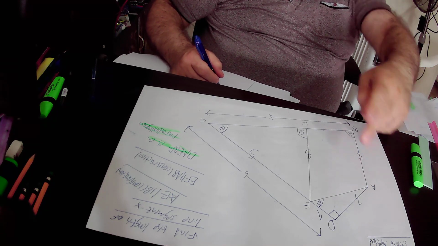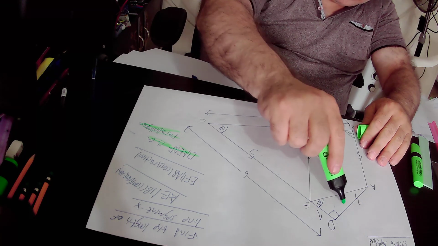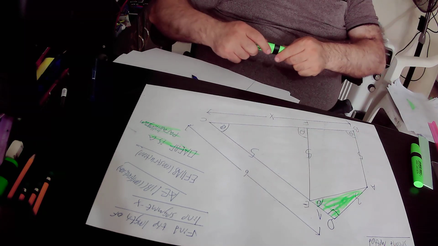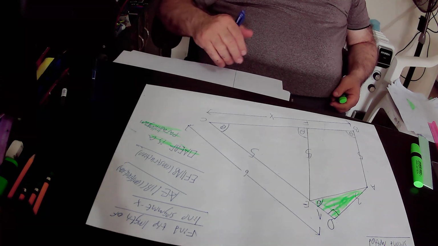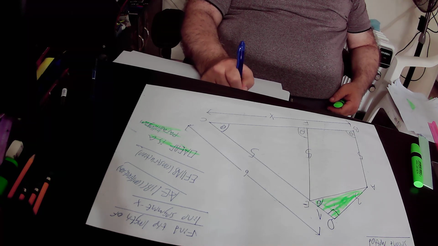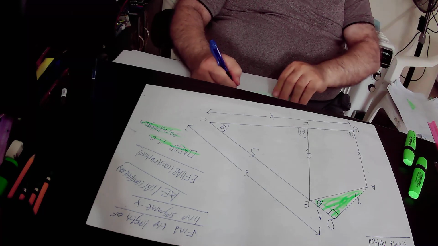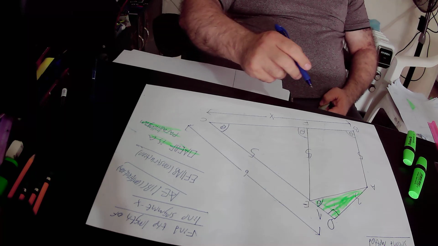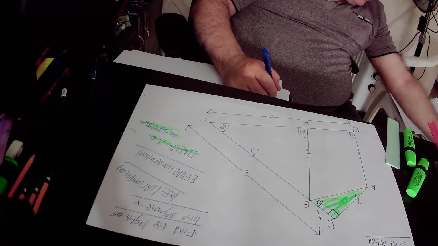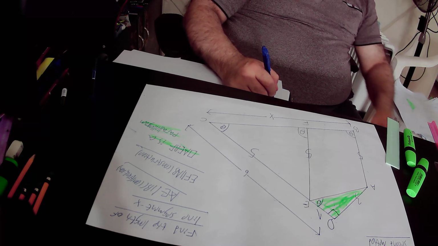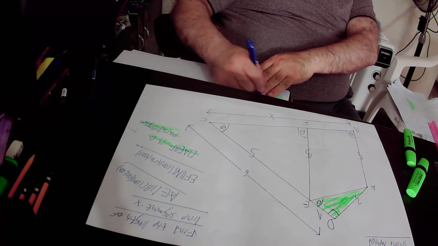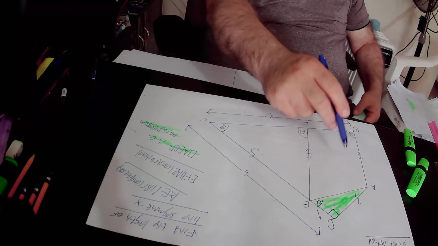Now we'll focus on the right green triangle ADE. We will implement the Pythagoras theorem on the green right triangle ADE. According to the Pythagoras theorem, the square of the hypotenuse equals the sum of the squares of the perpendiculars. The square of the hypotenuse is AE squared, and it must be equal to AD squared plus DE squared.